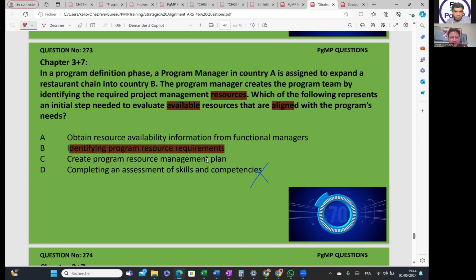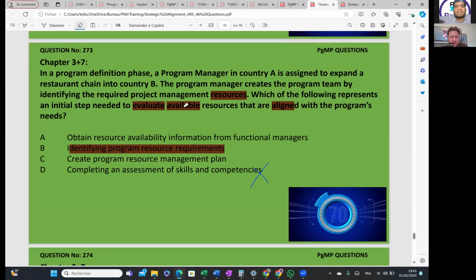I put identify, but the right response was not identify, it was completing an assessment. Wait. He is asking which of the following represents an initial step. I agree, initial step is identification. But again, he said needed to evaluate the resources. Evaluation is analysis. Okay. So if it says which is the first step to hire the resources, then B is correct, identify program resource requirements. But he already said which of the following represents the initial step needed to evaluate the available resources. So he's talking about how you will do analysis and how you will evaluate the thing.